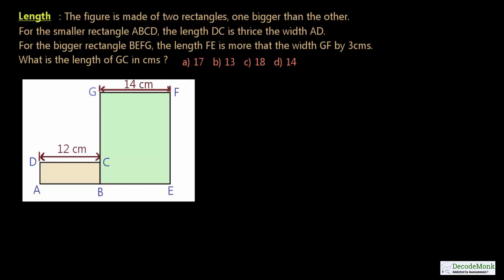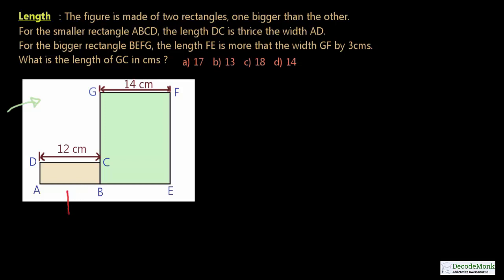The question is related to length. The question says the figure is made of two rectangles, one bigger than the other. So you see you have got a figure over here, then you have got two rectangles over there. The next line says for the smaller rectangle ABCD, the length DC is thrice the width AD.